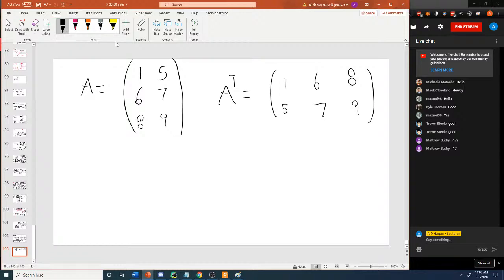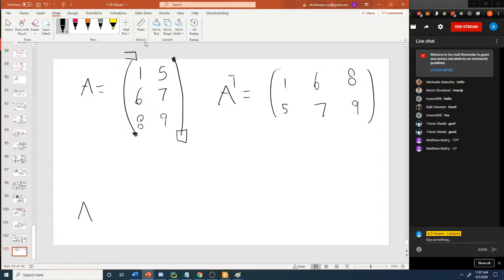If you want to imagine what you're doing, you're taking this corner of the matrix and this corner of the matrix, and you're flipping them over while you're leaving this corner and this corner the same. Imagine that there was kind of like a bar here, and you were just rotating the matrix around the bar. So if you had 1, 6, 8 here, you get 1, 6, 8 here. 5, 7, 9 here, you get 5, 7, 9 here.